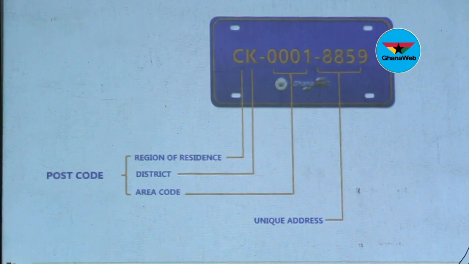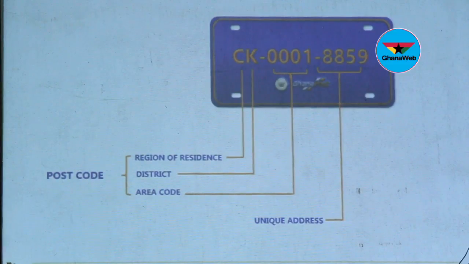As you start to use this system, the more we get to use, the more we get to appreciate. And soon, people will know their area codes by heart. They'll be able to say, oh, I am in area 200, I'm in area 210, and so on and so forth. When you put all of it together, the region, the district, and your area code, we get what we are calling the postcode.